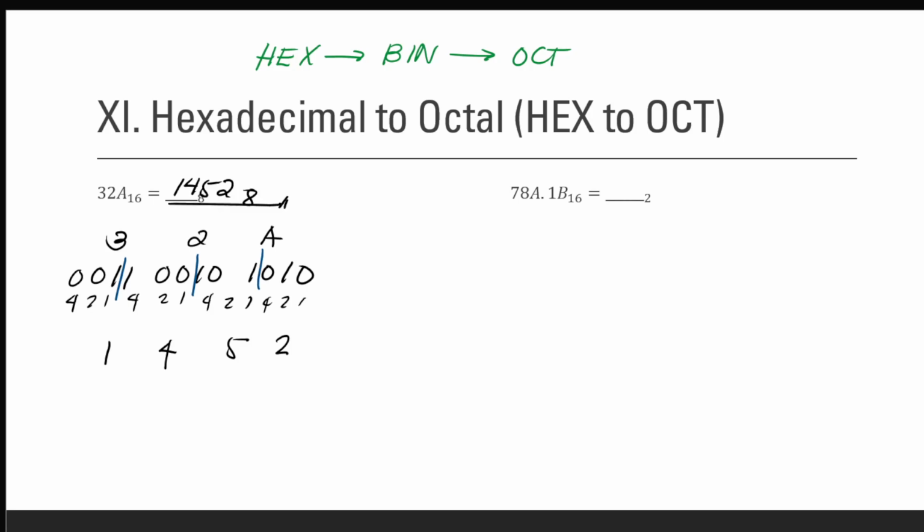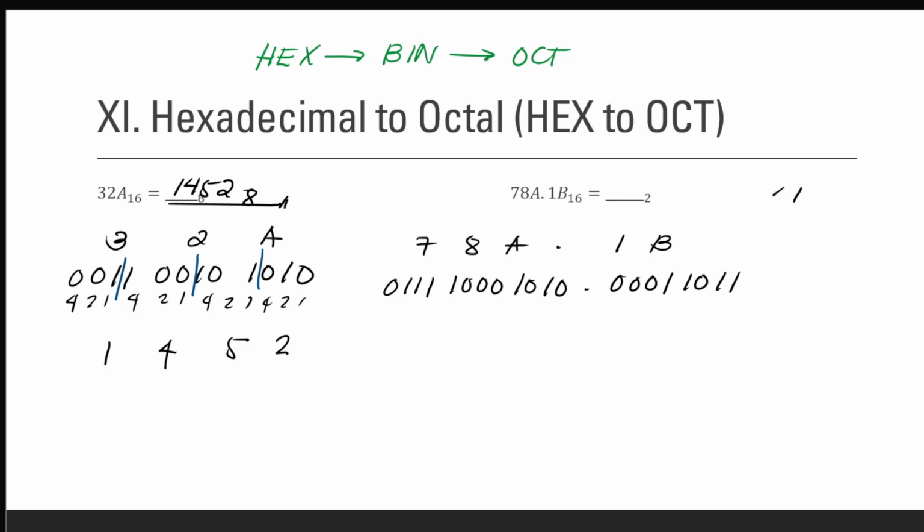Ayan, ganyan siya. Okay? Then, we have here yung kanina natin, no? 7, 8A.0.1B. No? So, wala ko lang konti. So, this is from hexa to binary. So, we have 0, 1, 1, 1. We have 1, 0, 0, 0. Then we have 1, 0, 1, 0. Point 0, 0, 0, 1. Then we have for B that is 1, 0, 1, 1.